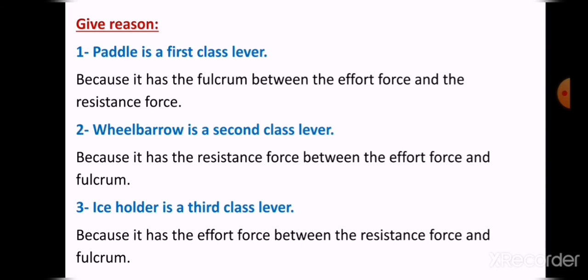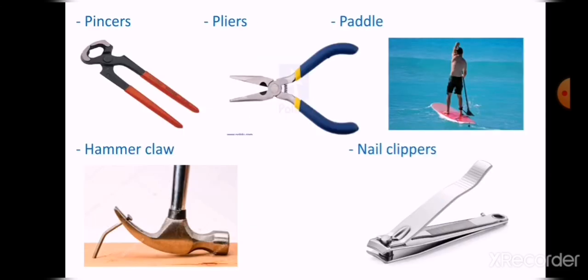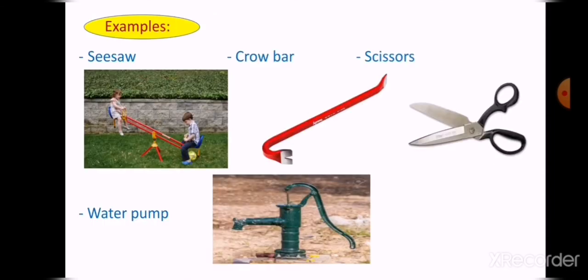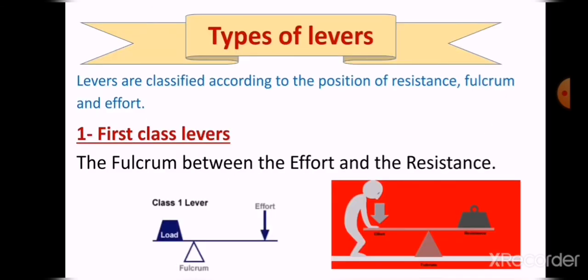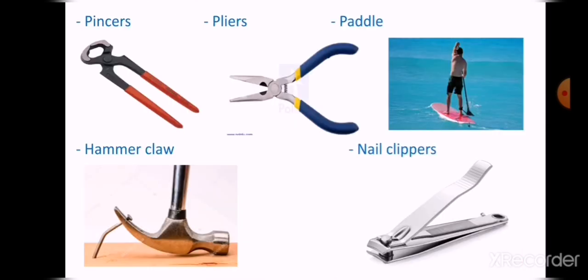So let's make a comparison between the first class lever and the second and third class levers. First class lever, what is the definition of the first class lever? This lever has the fulcrum between the resistance force and the effort force. Like what? Like seesaw, crowbar, scissors, water pump, pincers, pliers, pedal, hammer claw, nail clipper.